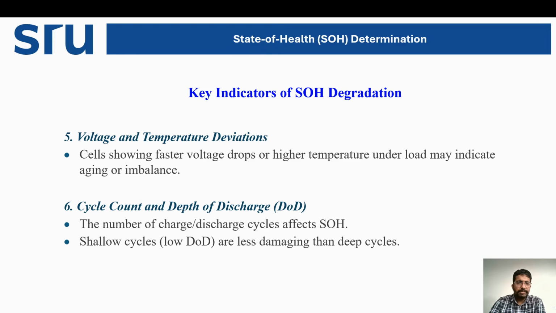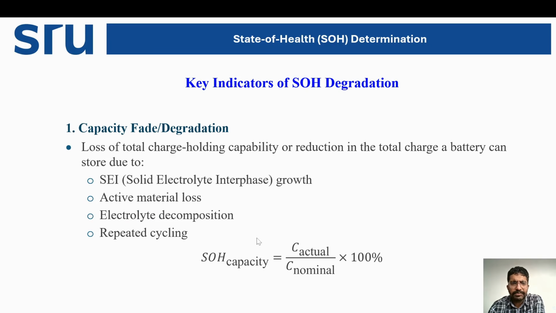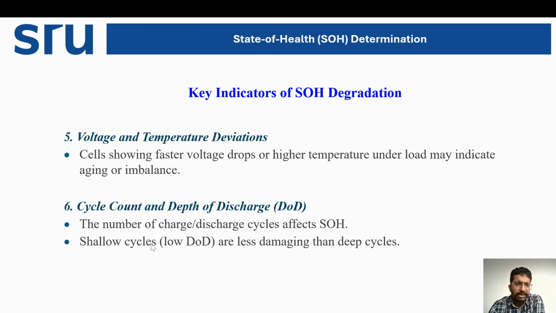Now coming to the other two things, voltage and temperature deviation. Definitely if the state of health is not good, cells show faster voltage drops or higher temperature. All these are interconnected; they are not independent. Mainly it is confined to the resistance increase and capability reduction, fading in capability, and all are indirectly related to that. So charge cycle count, depth of discharge, number of charge-discharge cycles also will be reduced.